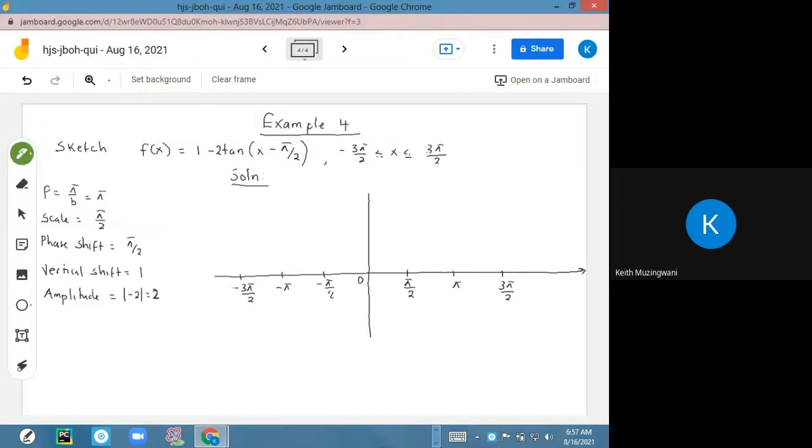What next? The next thing is that you just get at least 1 point so you can know where we place our zeros. So what is f of 0? F of 0 is 1 minus tan of negative pi over 2. This is going to be 1 minus tan 90, which is undefined. So we have 1 minus undefined, making the whole thing undefined. So how do we present that? We put up an asymptote.